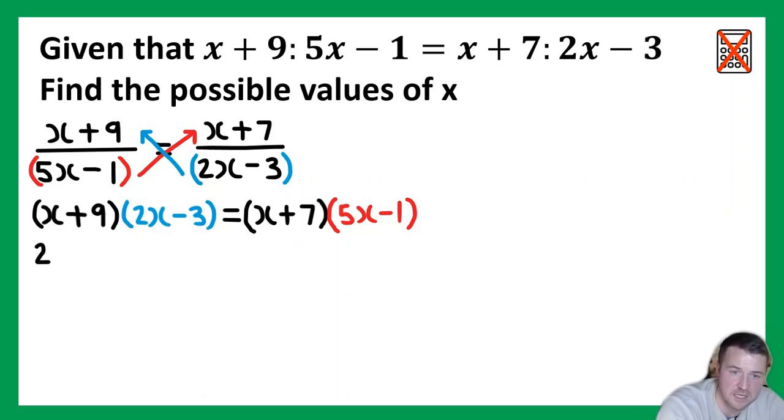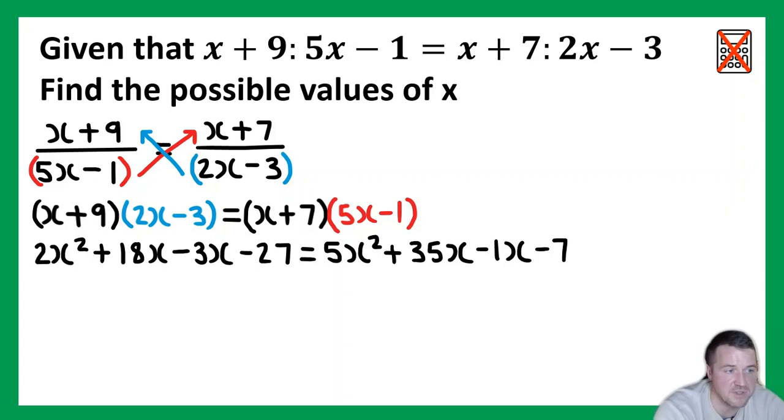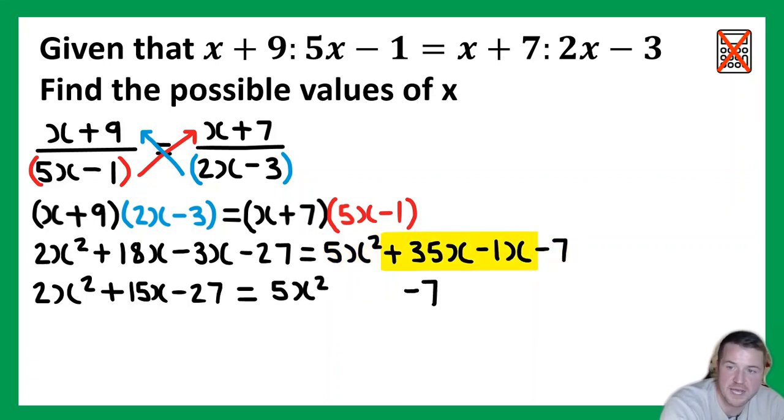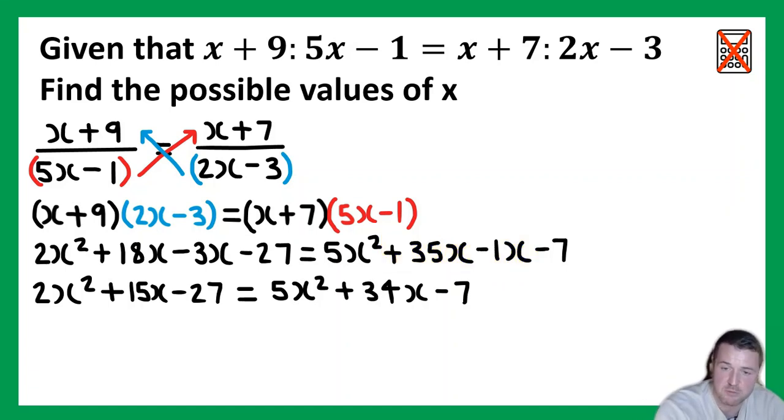On the left-hand side, expanding the double brackets would give me 2x squared plus 18x minus 3x minus 27, which is equal to the double brackets on the right-hand side, which expand to give me 5x squared plus 35x minus 1x minus 7. Collecting like terms, the 2x squared and the negative 27 will remain the same, but 18x minus 3x will simplify to give me positive 15x. And on the right-hand side, 5x squared and negative 7 will stay the same, but 35x minus 1x is positive 34x. Equating equal to 0 will allow me to solve.